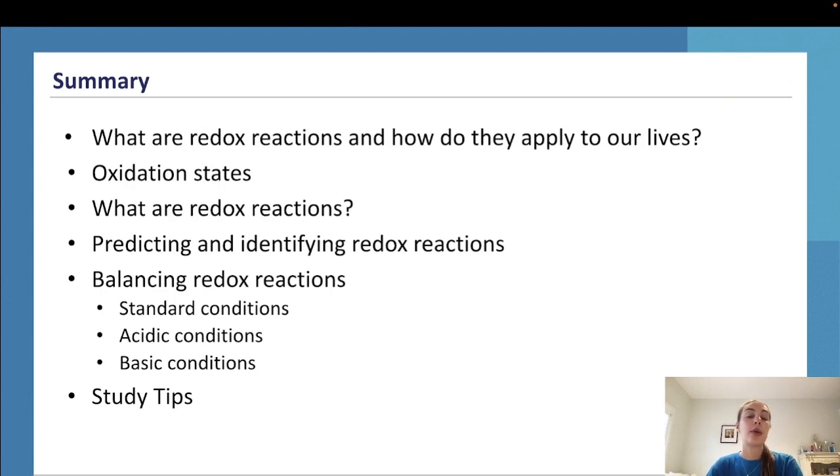So just a final summary of what we went over today, just to recap. We talked about what redox reactions are and how they apply to our lives. We talked about oxidation states, predicting and identifying redox reactions, and balancing redox reactions in our standard conditions and acidic conditions. And then just to recap, the basic conditions are not something you need to be worried about for Year 11 and 12. And then finally, we finished off with a few study tips.